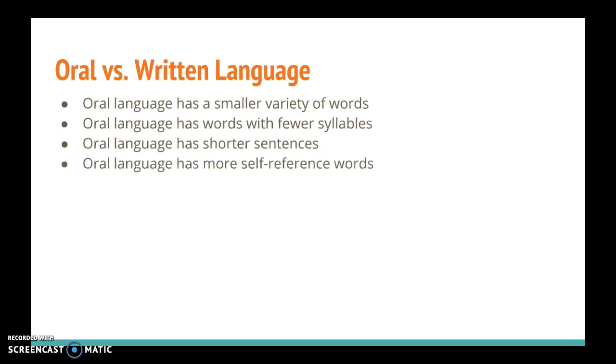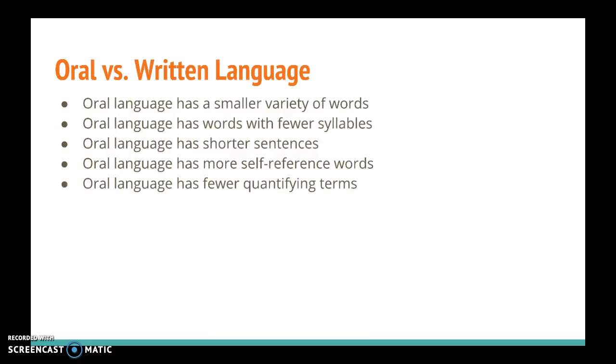Oral language also has many more self-reference words, such as I, me, and mine. Your English teachers have probably told you to avoid these words for the most part, to not refer to yourself as a writer. But in oral language, we use this language all the time because we are present in that moment. So we say things like, I think that you should do this, or this is my opinion.